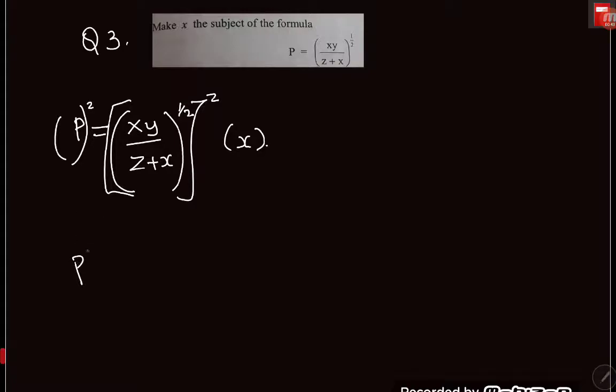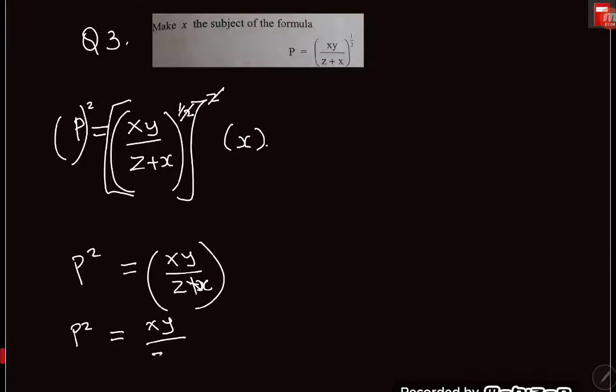This will give us P squared is equal to x y over z plus x, the z value plus x. Then these two will cancel with that 2 to leave us with just the way it is. Then the next thing, that will be P squared is equal to x y over z plus x. The next thing, after we've removed the root sign, we now remove the denominator.